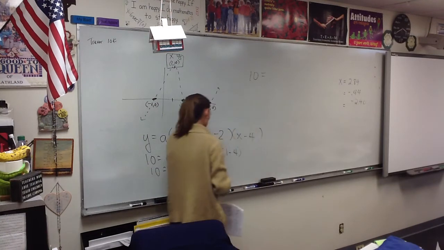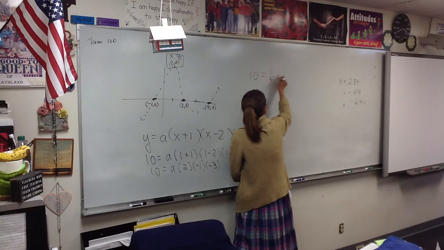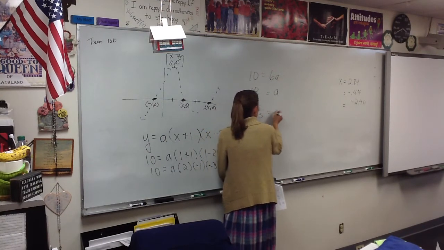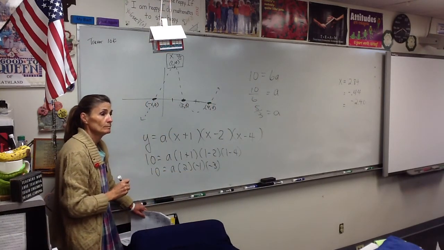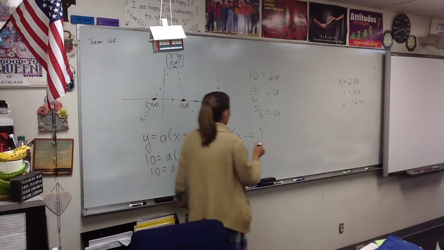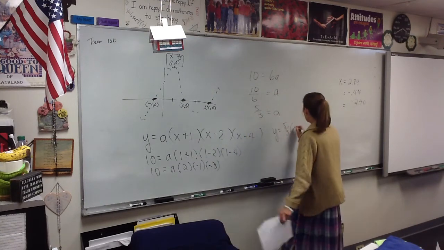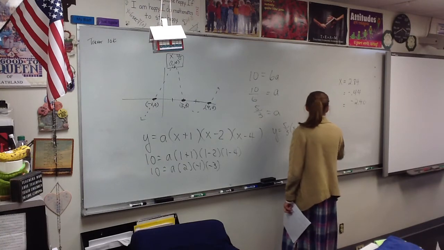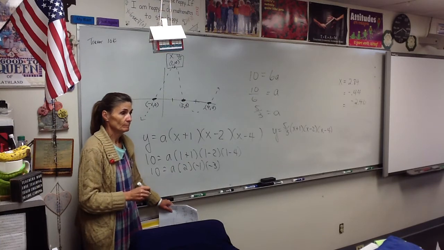So 10 equals 6a. So a equals 10/6, which reduces to 5/3. And our answer is y equals 5/3, and then all that. (x plus 1)(x minus 2)(x minus 4). You do not have to multiply that out. That's how you leave it.